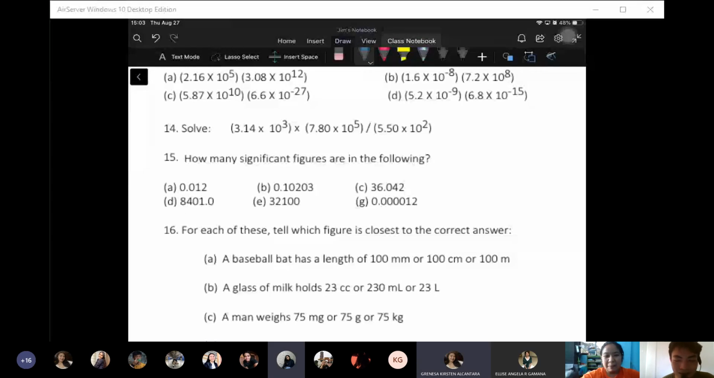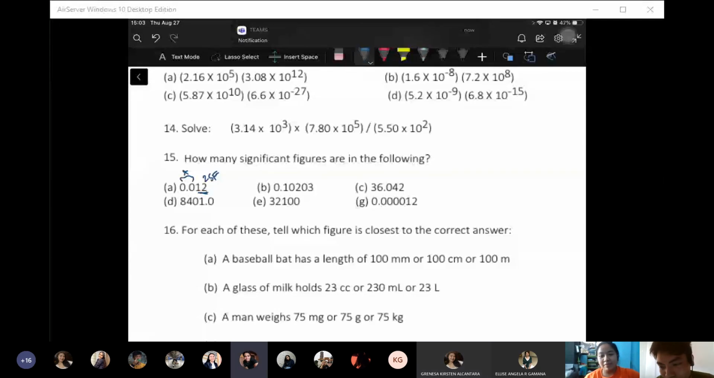Bakit naging 2? Kasi sir, dalawa lang. Leading zeros po are not significant. Leading zeros are not significant. Oh, yes. So, 2 significant figures. Nice naman. So, letter B.